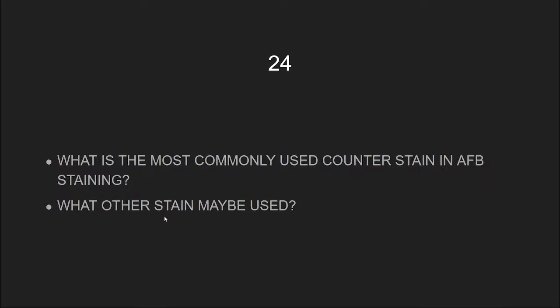What is the most commonly used counter stain in AFB staining? What other stain may be used? The commonly used AFB counter stain is methylene blue. But if you are in an area where people are rich, you can use malachite green. What's the difference? Malachite green is more expensive. If your laboratory is better funded, malachite green is what is used.